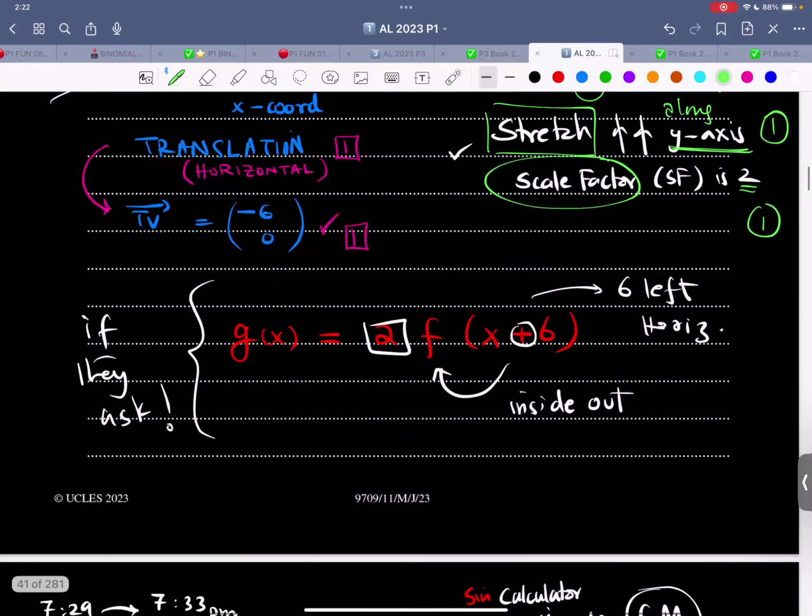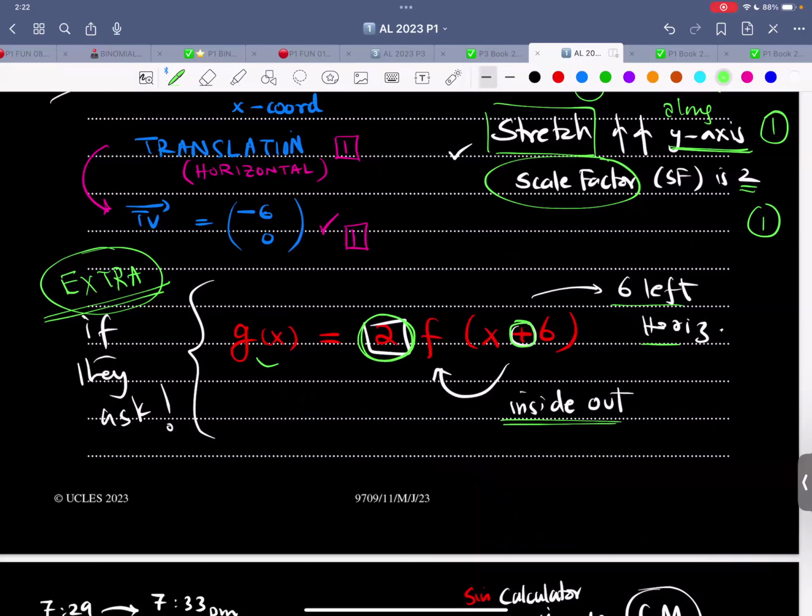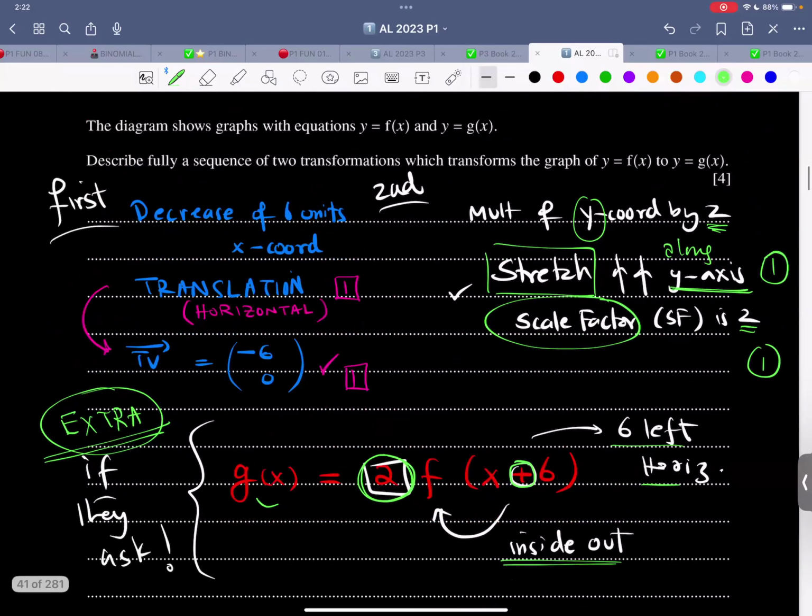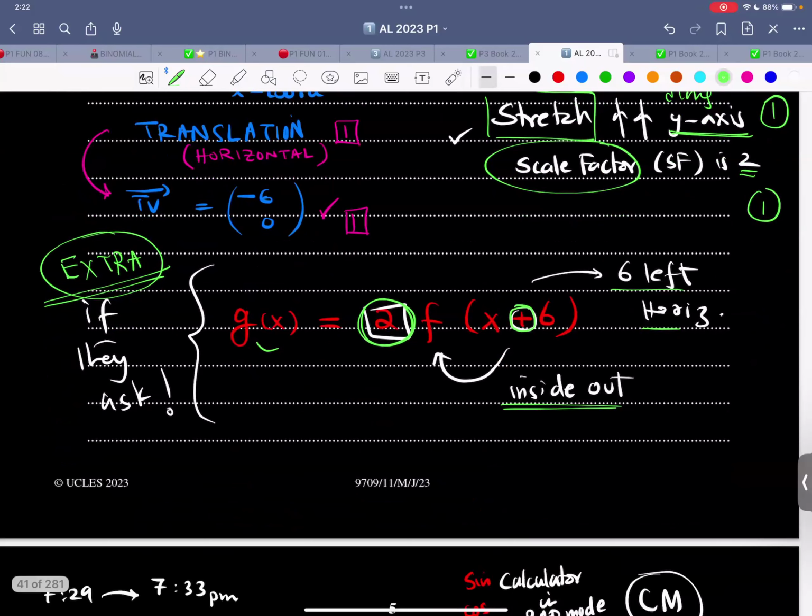Now this is extra that I have done. What if they asked for the equation, write g(x) in terms of f(x)? So f(x + 6), that means it's a shift of 6 units to the left. Shift and translation mean the same thing, inside the bracket. And then 2 on the outside. What is happening? That is a stretch along the y-axis, scale factor 2, only if they ask for it.